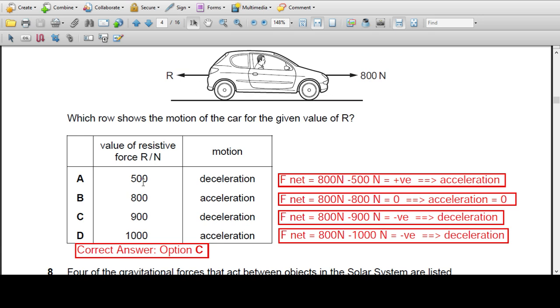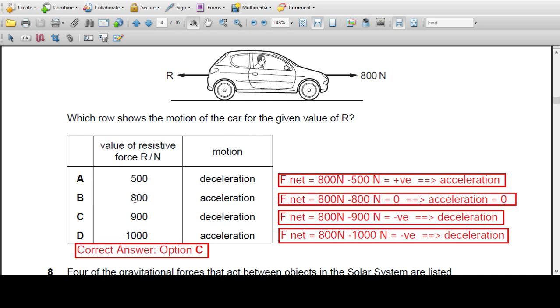If R is 500 newtons, the acceleration is positive, so the car will move forward and accelerate. If this is 500 newtons, then this would be acceleration, while here we have a deceleration, so option A is incorrect.